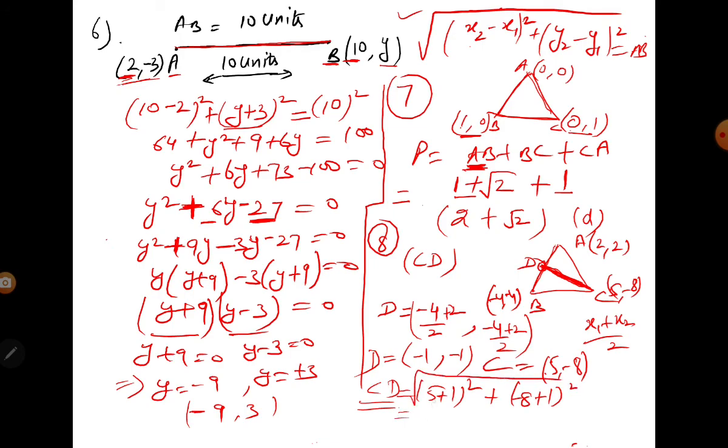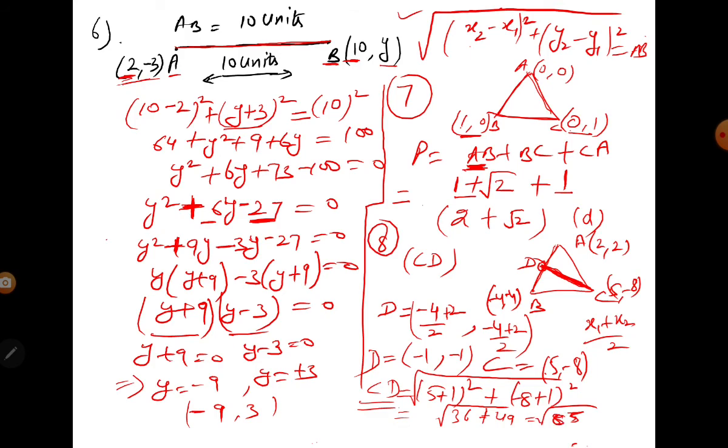So what is given here now? 5 plus 1 is 6. 6 square is 36. Now minus 8 plus 1, minus 7. Minus 7 square is 49. So what is 49 plus 36? That is 85. So we'll get root 85.